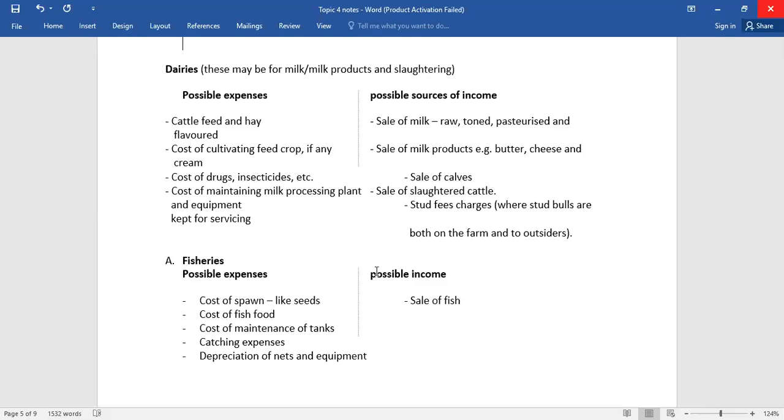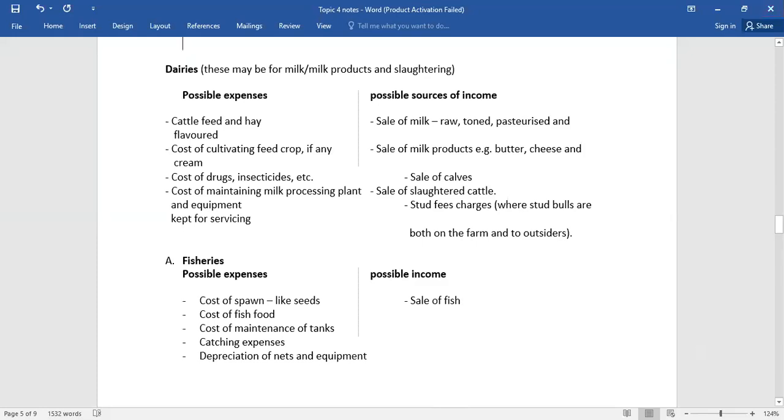Are we there? But if it is a stud bull that could be hired even to outsiders, instead of doing artificial insemination services, someone comes for my bull and I charge them, let's say 500 shillings to go and sire their cows, I'm going to recognize that as an income. Basically, whatever that animal is giving you in exchange of you feeding it or taking care of it is an income. Then of course you have the fisheries.